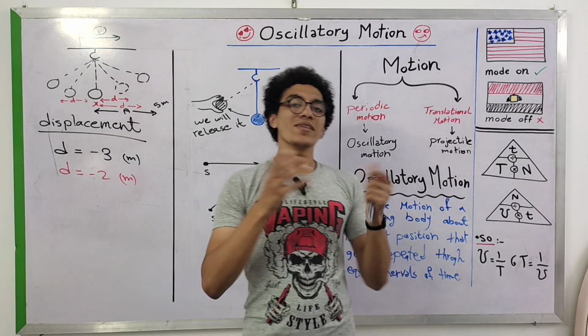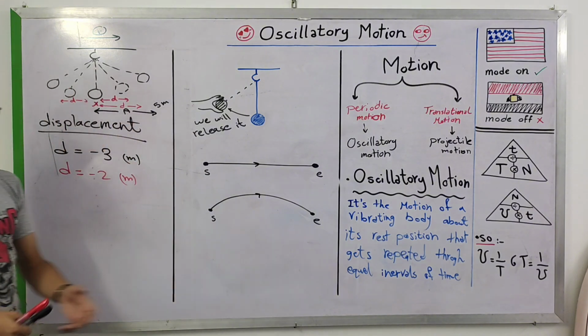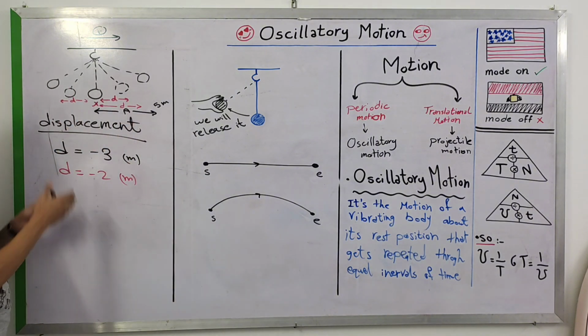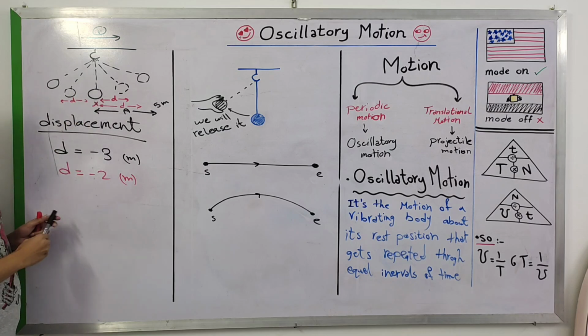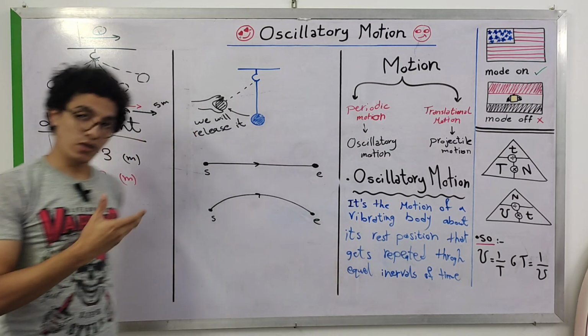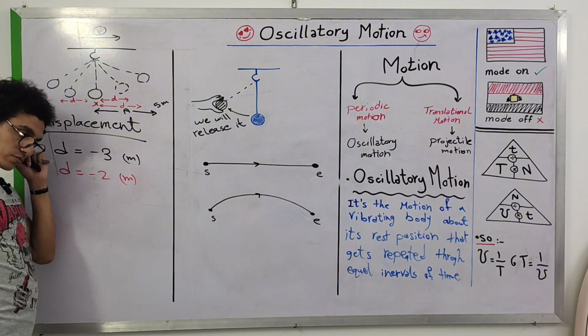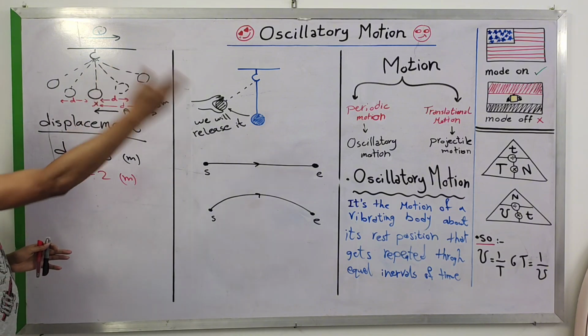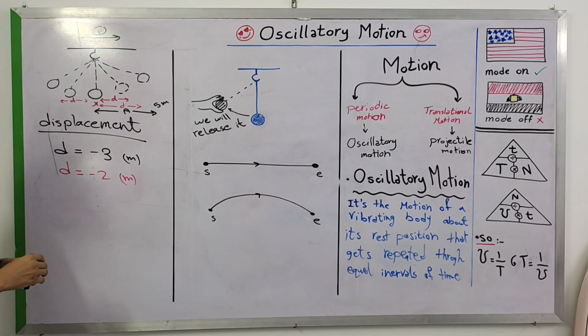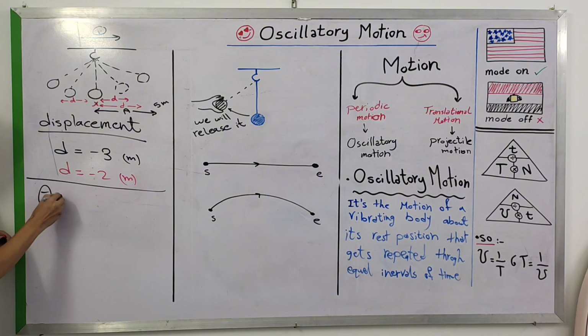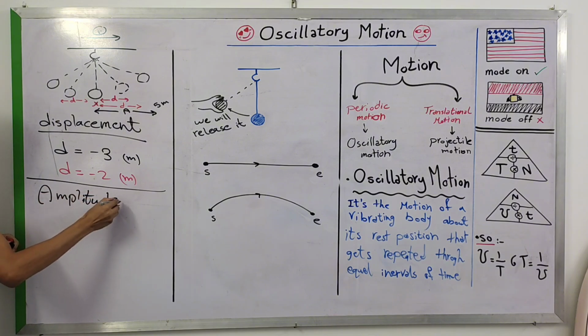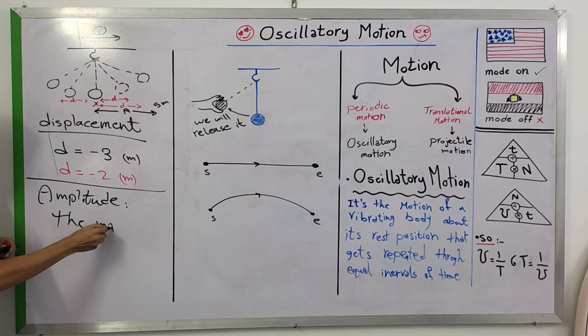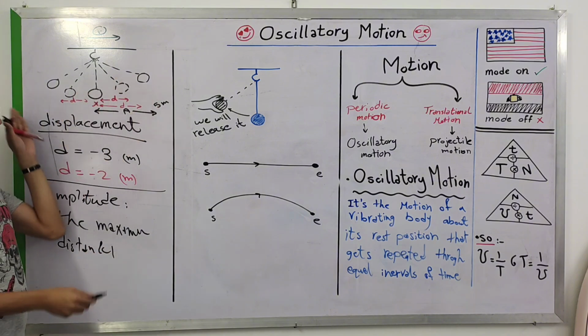That is the displacement. What is amplitude? Amplitude is the maximum distance from the rest position, the equilibrium position, to the maximum point, whether right or left, in the simple pendulum. Okay. Amplitude is the maximum distance from here to there, here to there.